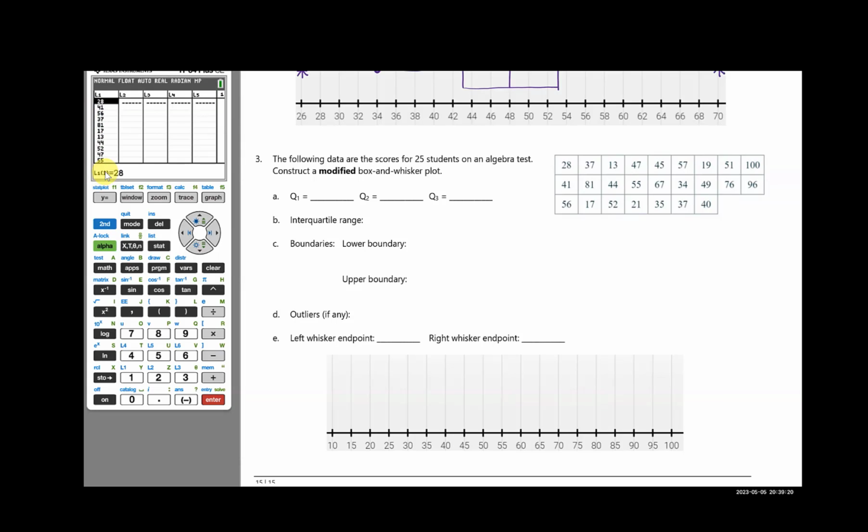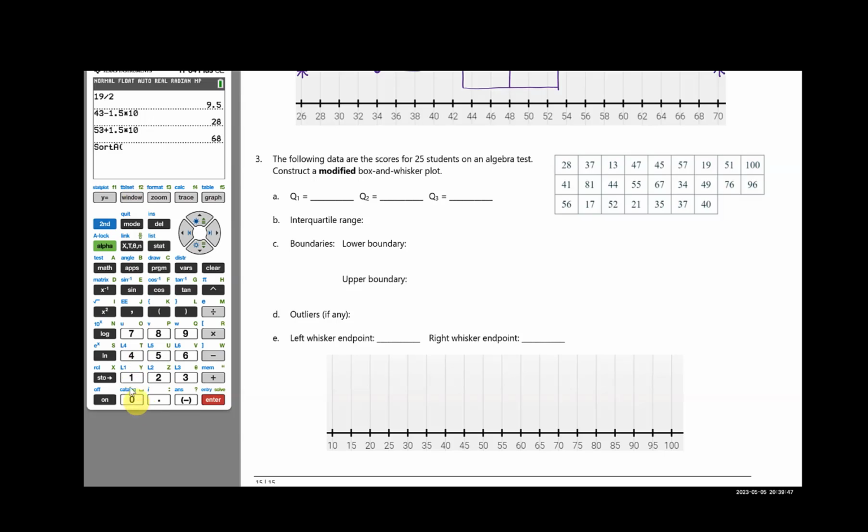So it's not necessary to sort it in order to find the values associated with what we're looking for, but it will make it easier to look for our whiskers and such by sorting it. So I just put it in L1, and then I'm going to sort that list. So I'm going to do stat, second choice there, sort, and I'll put it in ascending order.